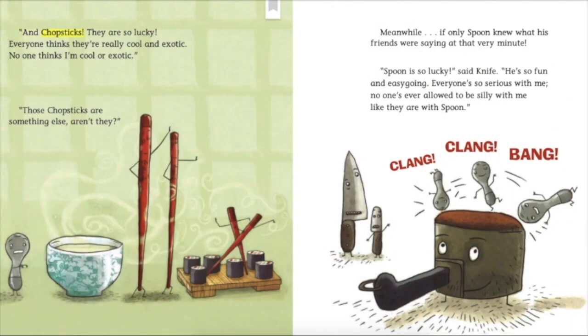And Chopsticks. They are so lucky. Everyone thinks they're really cool and exotic. No one thinks I'm cool or exotic. Those Chopsticks are something else, aren't they?